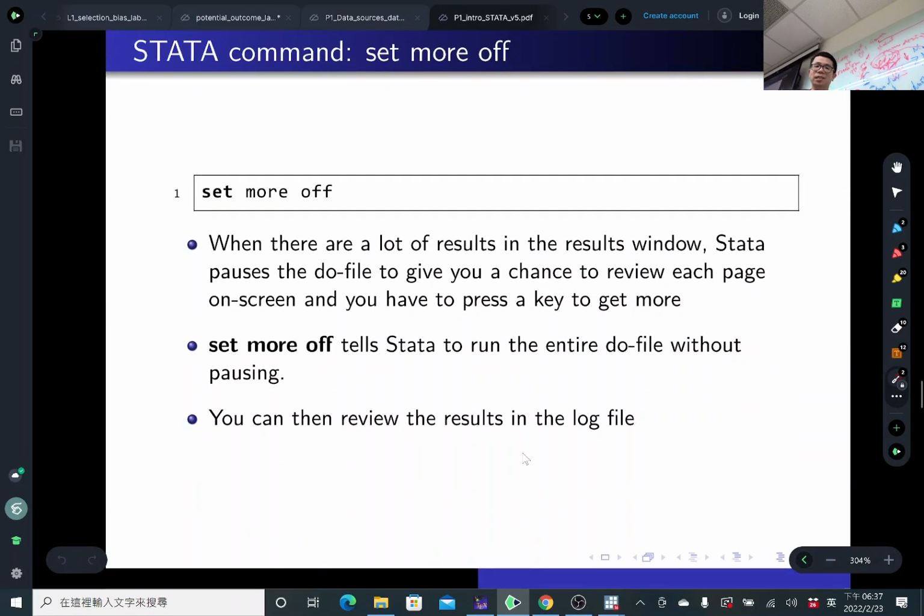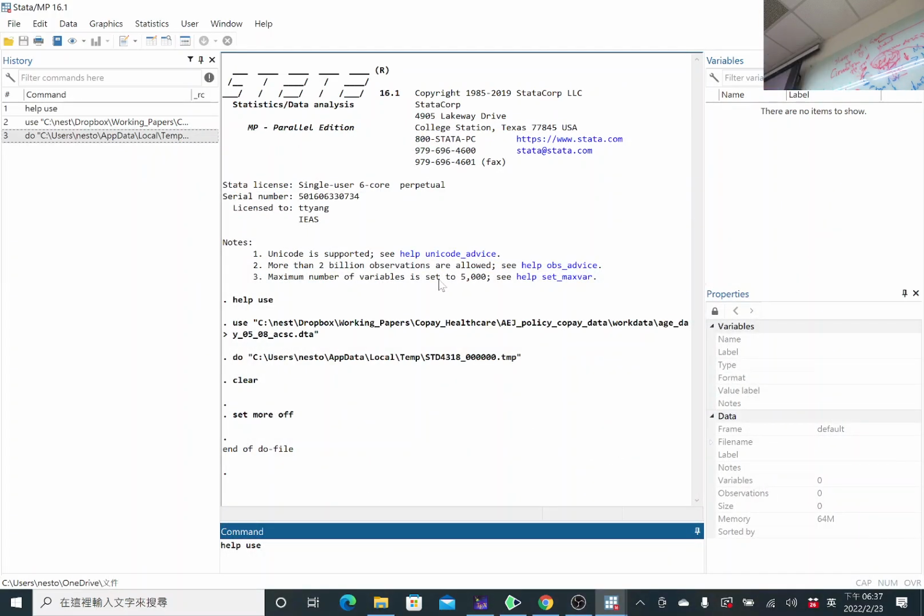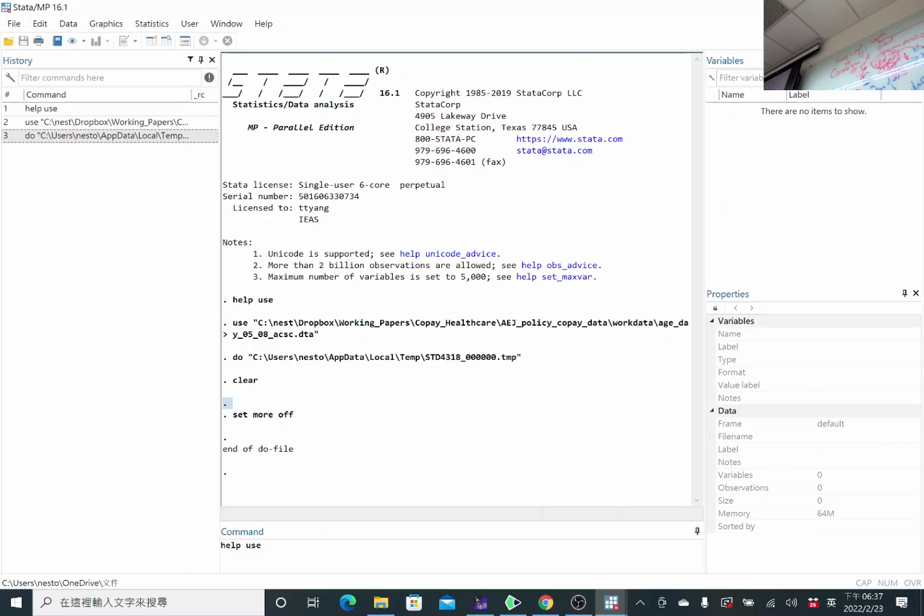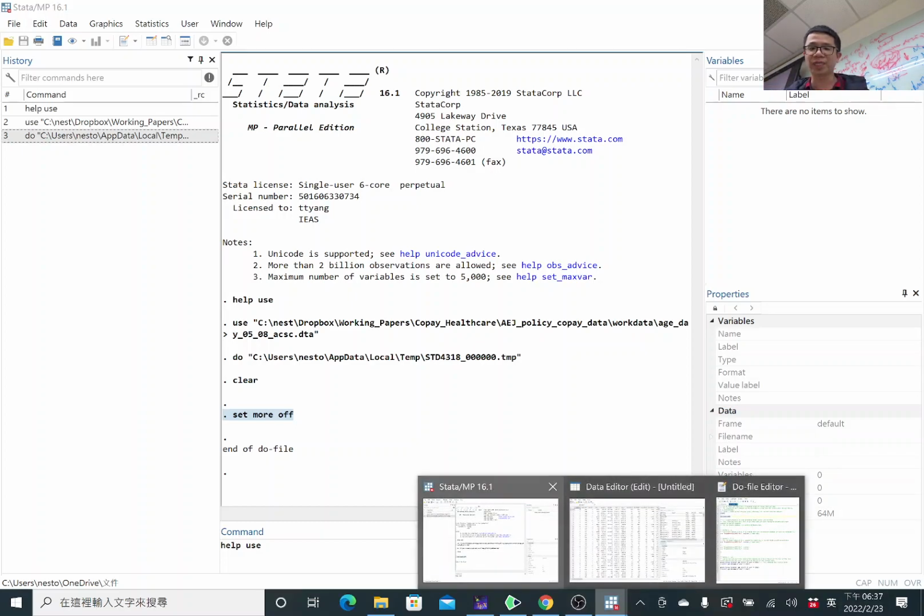Another is set more off. Why do we need this command? By default, when you run a very long command file, a lot of results show up in the result window. And Stata is actually quite kind. It knows you cannot read the results if there are too many. So it will pause. Stata will stop. This command is to avoid this situation.